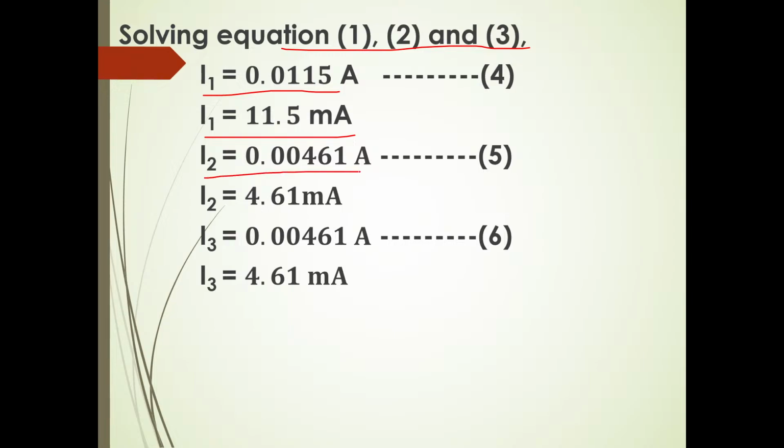I2 you will get 0.00461 amperes. In the calculator you can convert that into milliamperes, that is 4.61 milliamperes. I3 you will get 0.00461 amperes. You convert that into milliamperes, you will get 4.61 milliamperes. So consider I1, I2, I3 as equations 4, 5 and 6.